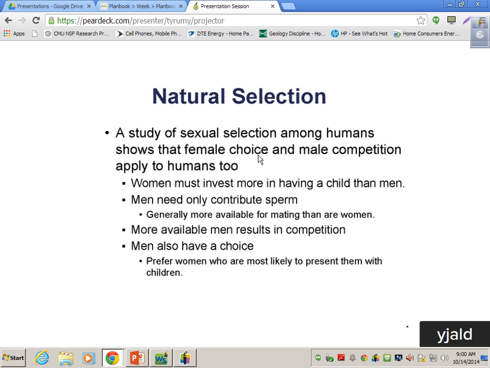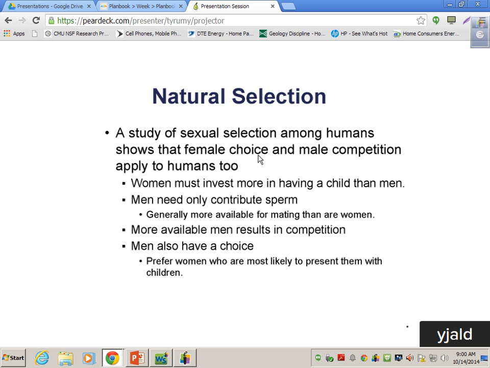Men need only contribute sperm, right? Men have one job. Essentially, drop off half the genetic information and you're done. Now, we know that's not the case in the human population, but in reality, it is in a lot of cases. Generally, more men are available for mating than women, so men can go around and reproduce more. We understand that. Females are more invested in that situation. So more available men result in competition, and men also have a choice. They prefer women who are most likely to present them with children.